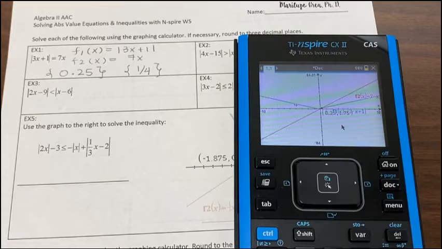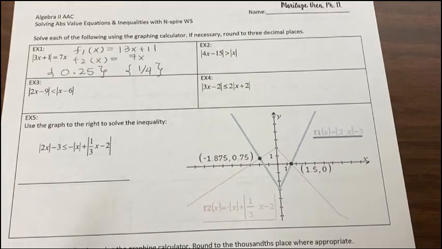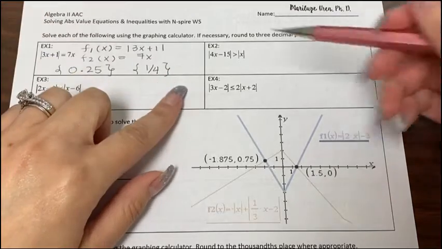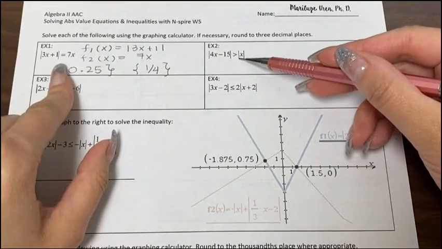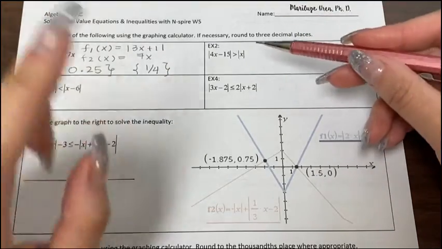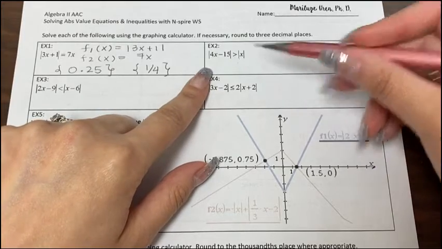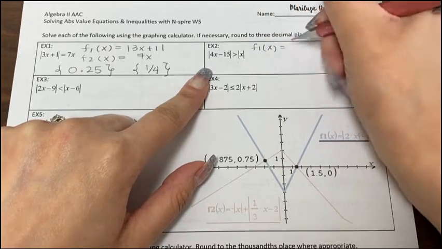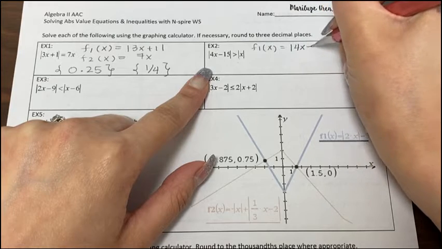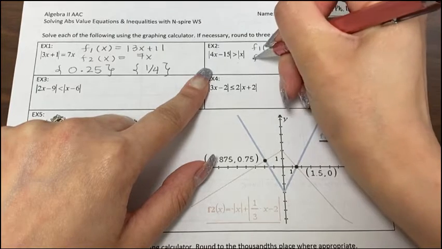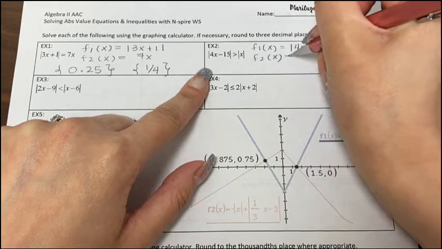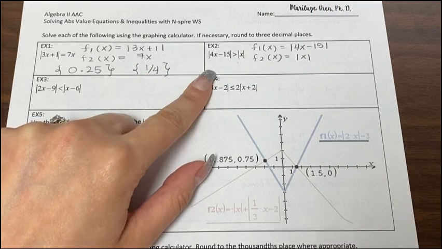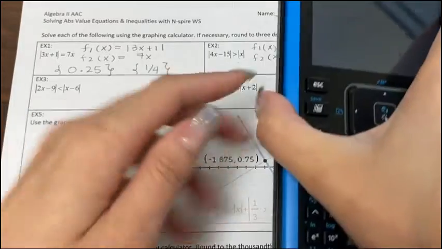Okay, so let's look at problem number 2. You have a similar situation, but what's the difference? Here you have an inequality instead of an equation. We're going to deal with that after plugging into the calculator. The first thing you can recognize is that f1(x) is going to be equal to the absolute value of 4x minus 15, and the second equation, f2(x), is going to be equal to the absolute value of x.